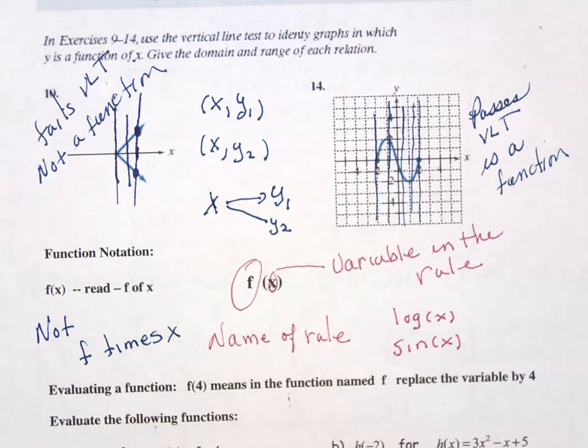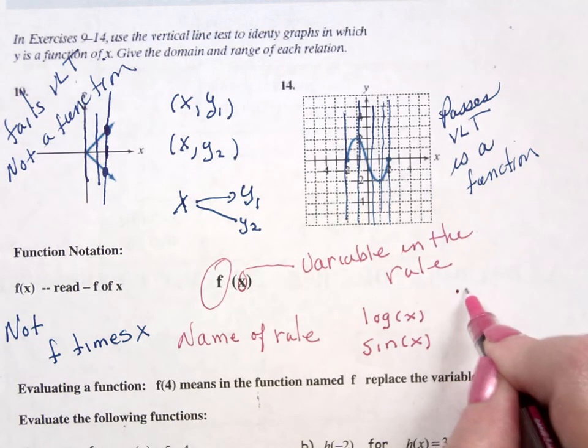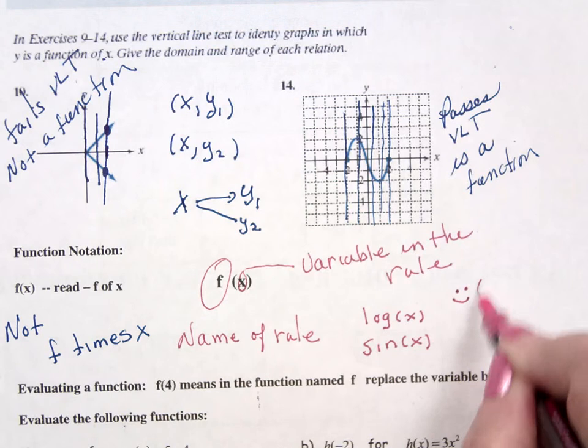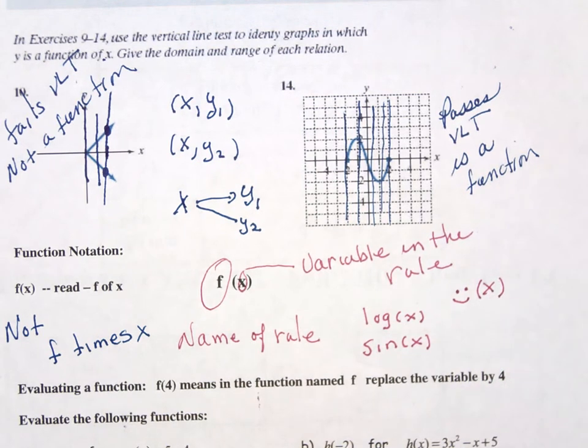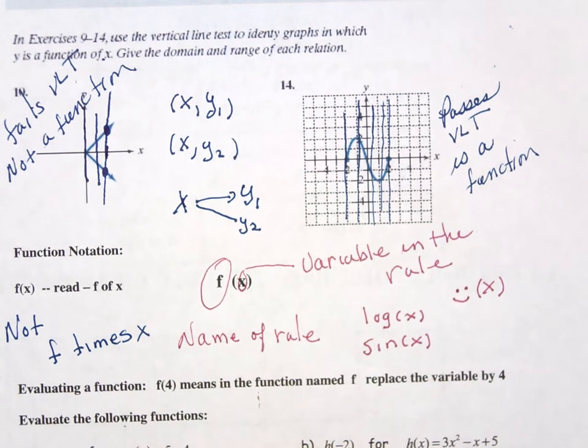So the name is f. You could call it whatever you like. You know, since it's Friday, we might be happy. You could call it happy face of x. It's just a symbol. It just says that's the name of the rule, so that you know in the list of rules you may be given which rule you're going to use.